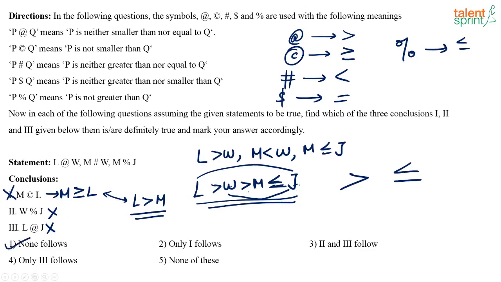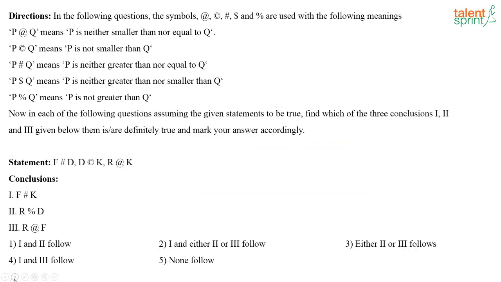So what I am trying to say here is, you need not explicitly find out what W percentage J means, right? You needn't write W percentage J means W less than or equal to J and so on. Just by looking at the conclusions, and if you combine the given statements, you can say whether you can find the relationship between the given variables or not directly. So here the correct answer will be none follow. Clear? Yes. Next one.